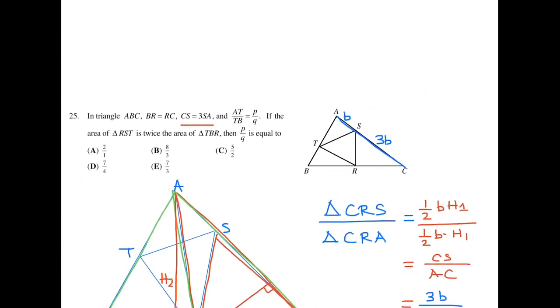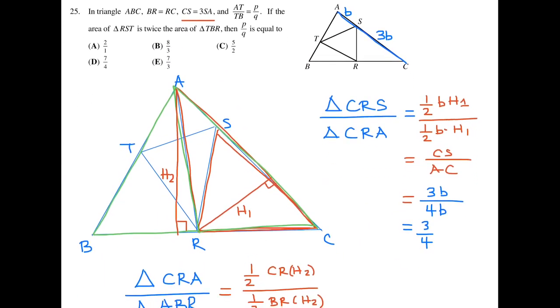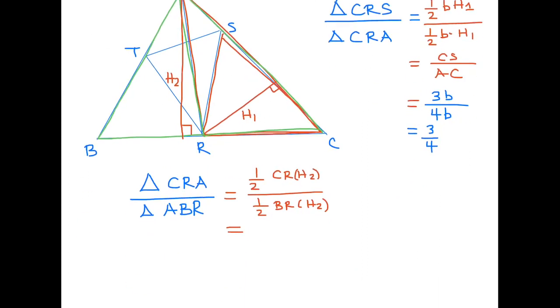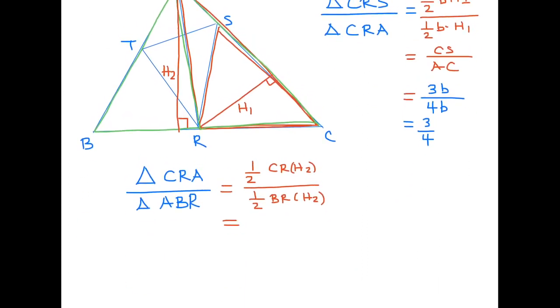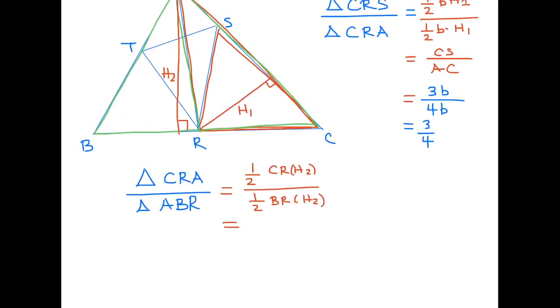But recall, the question tells you that BR is equal to RC. So BR, if we let it equal A, RC will equal A. So therefore this is A H2 over 1/2 BR, which is A times H2. So this is just 1.